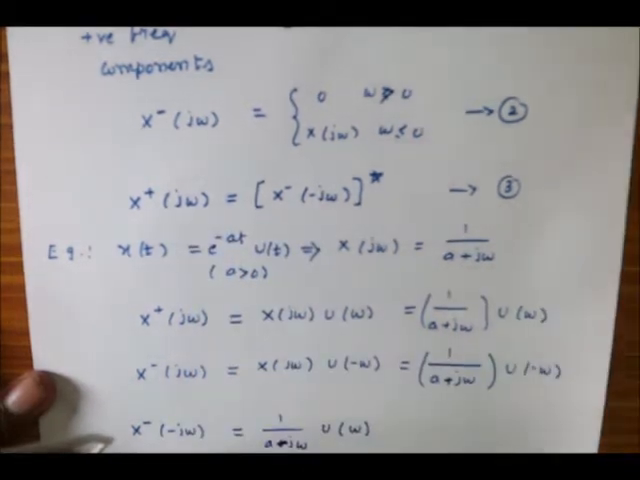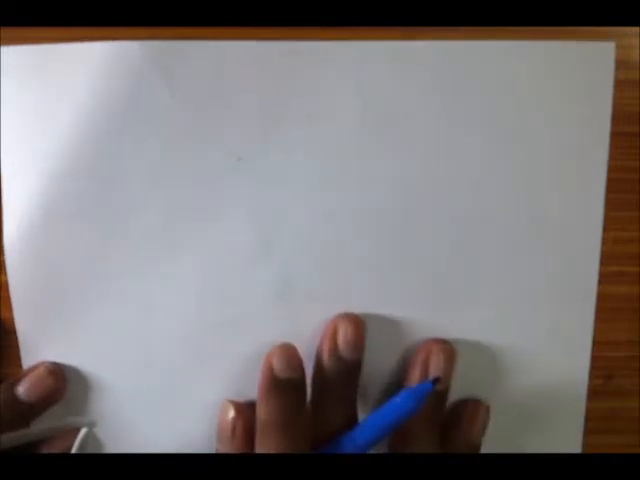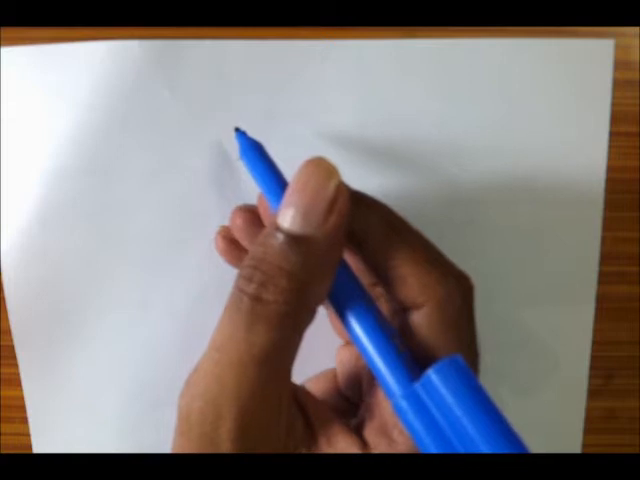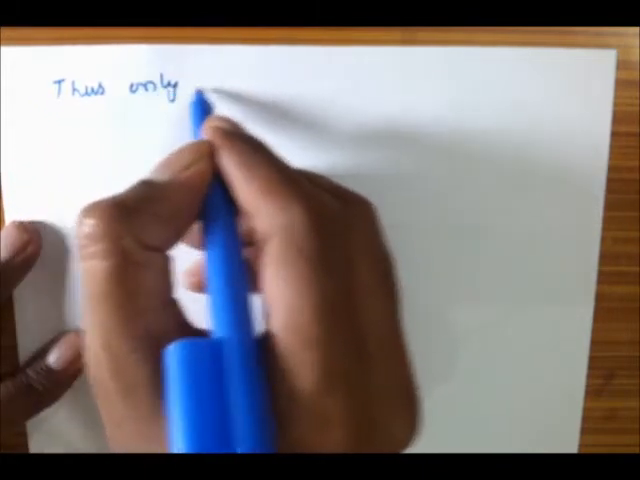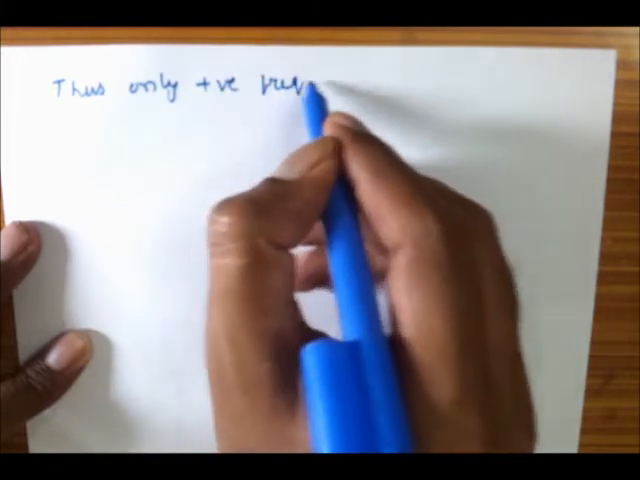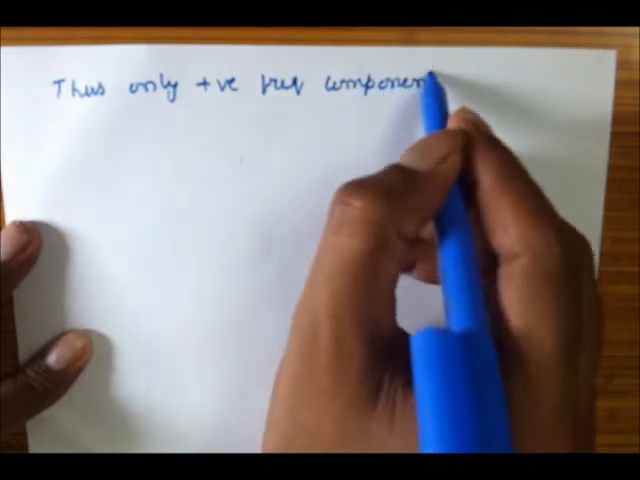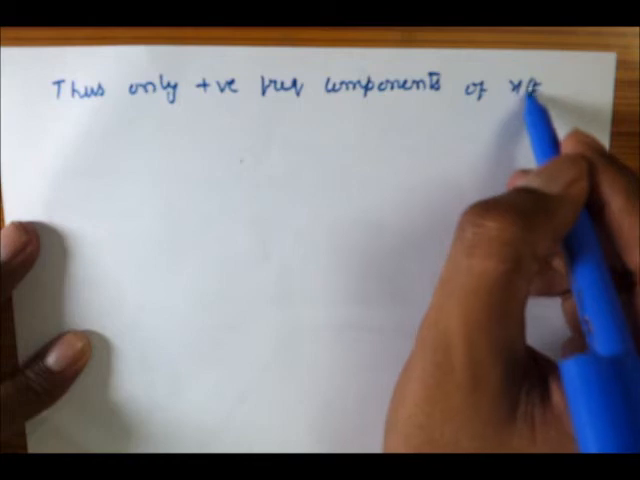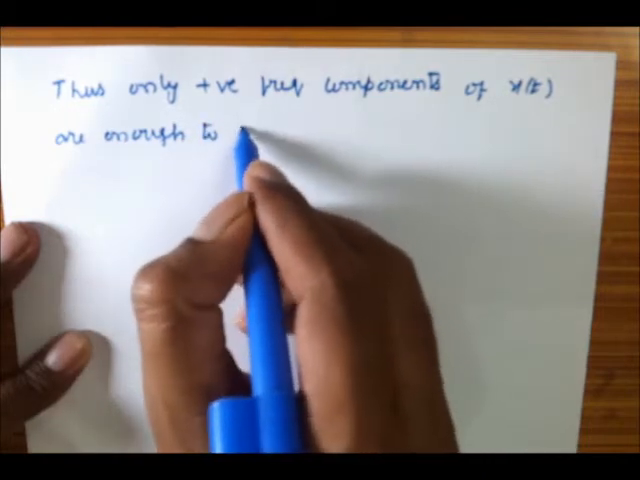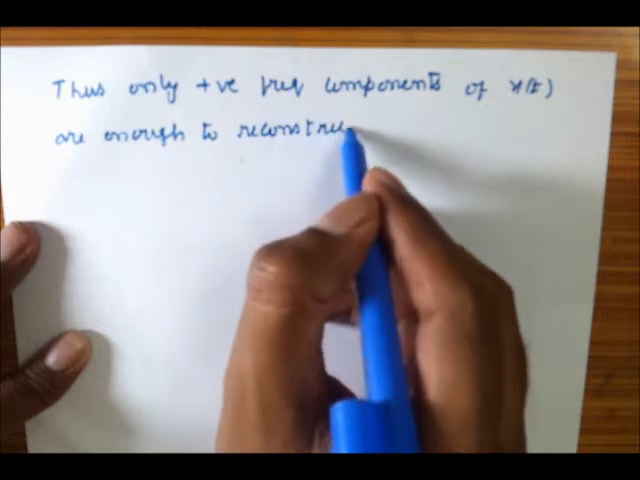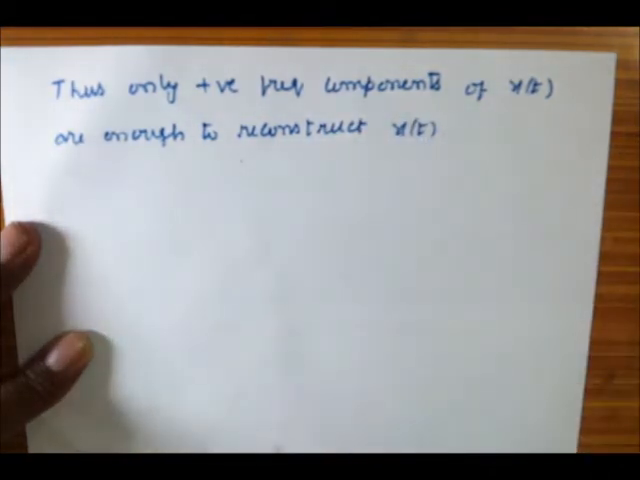So from this discussion, what have you observed? We have observed that to get back the signal x of t, it is enough that you require only positive frequency components. Correct? Thus, only positive frequency components of x of t are enough to reconstruct x of t. Okay, so from this discussion we have got this result.